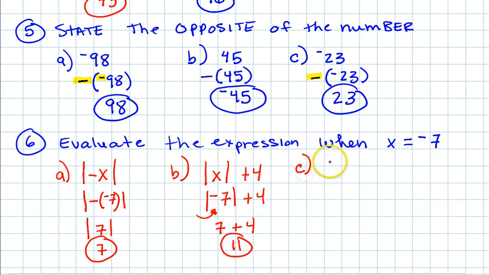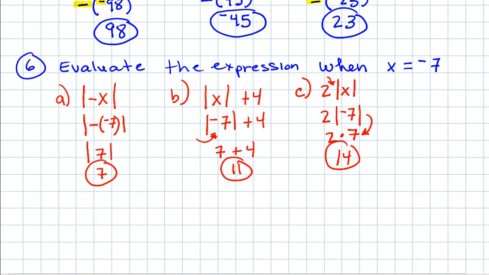C. 2 times the absolute value of x. Right? Notice that it's multiplication because there's no space here. So 2 times the absolute value of -7, because I'm going to substitute, becomes 2 times 7, because the first thing I want to do is solve what's in the grouping symbols. 2 times 7 is 14, and that's my answer.